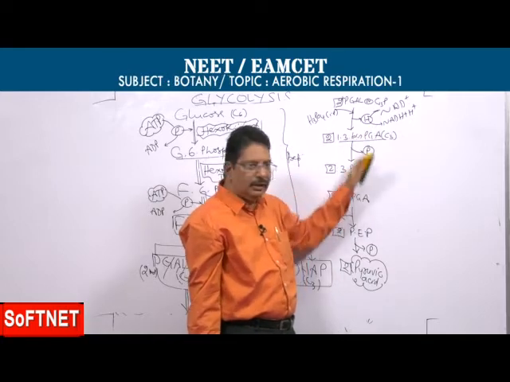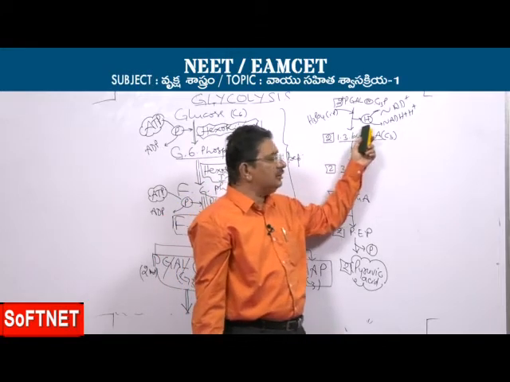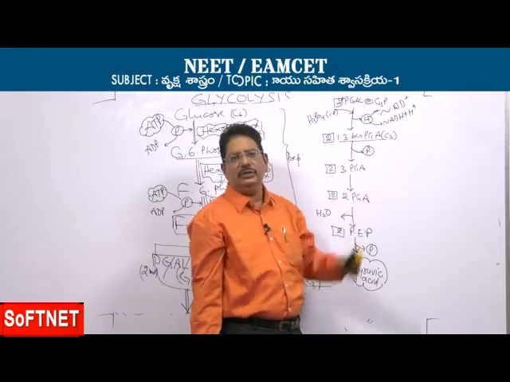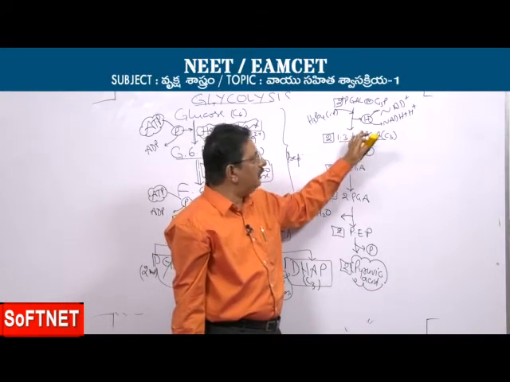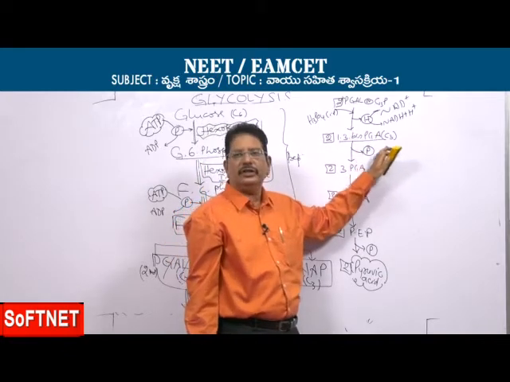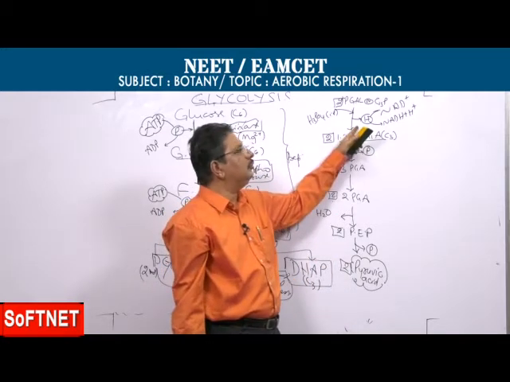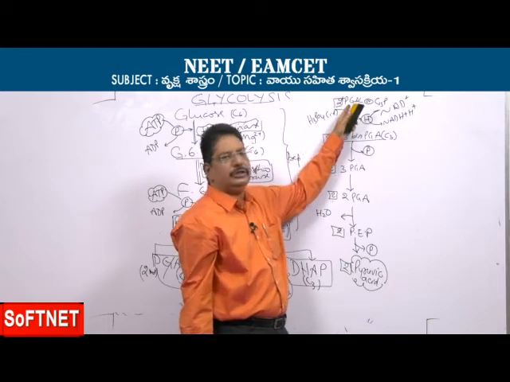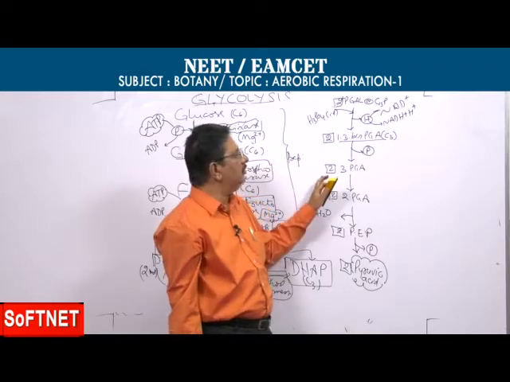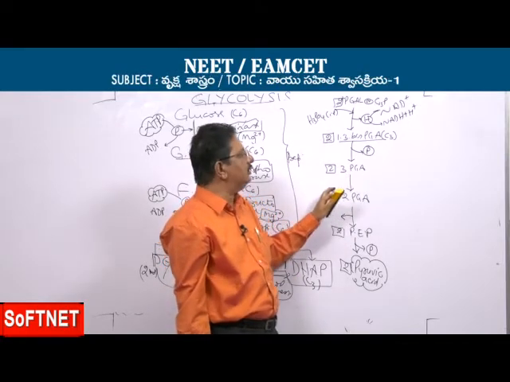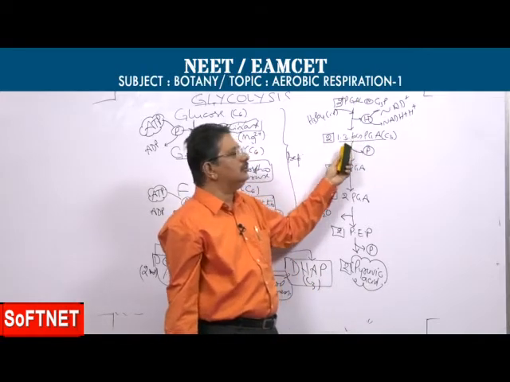So, for the first time in glycolysis, there occurs an oxidation. As you know, oxidation involves removal of hydrogen. So, it can also be called dehydrogenation, not dehydration. There is a difference between dehydration and dehydrogenation. Removal of water is dehydration, but removal of hydrogen atoms from a substrate in order to form another substrate is called dehydrogenation.